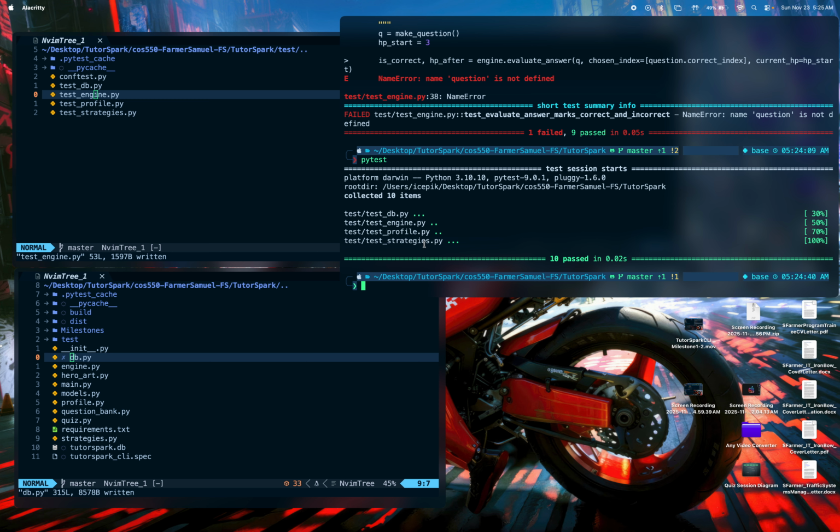These tests cover important non-trivial parts of my TutorSparkCLI codebase: database persistence and analytics, quiz engine scoring and HP rules, hero profile creation and resume behavior, and the question selection strategy. I hope I showed how small realistic bugs in these areas can cause tests to fail, and how restoring the correct logic makes them pass again.